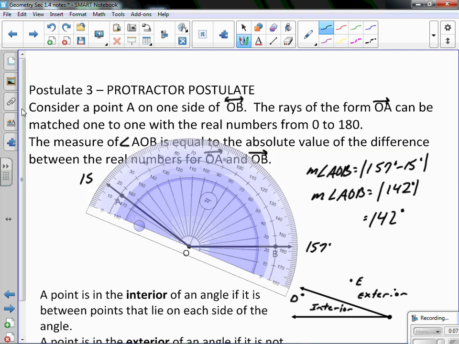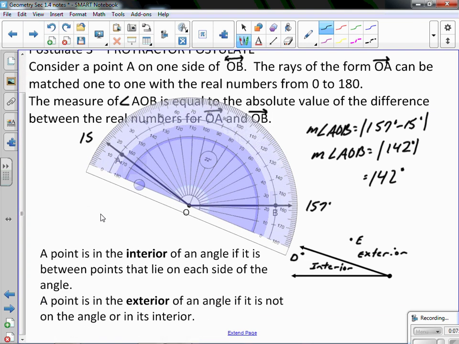Alright, so then on from there, a point is in the interior of an angle if it is between the points that lie on each side of the angle. So if we have an angle here, this is a side and this is a side. In between the two sides, any point inside that area is known as the interior of the angle. And if the point is not in the interior or on the angle, then it's considered the exterior, like point E here.